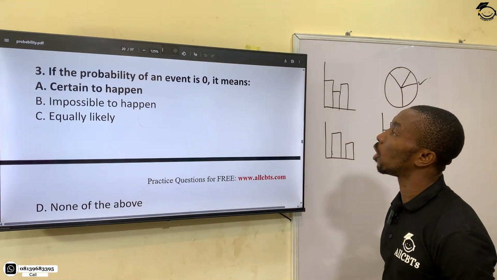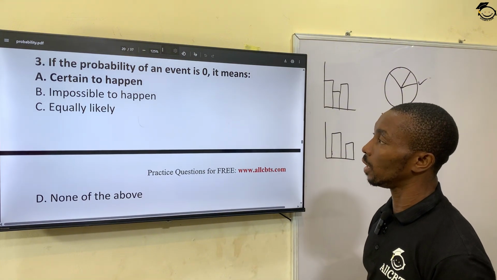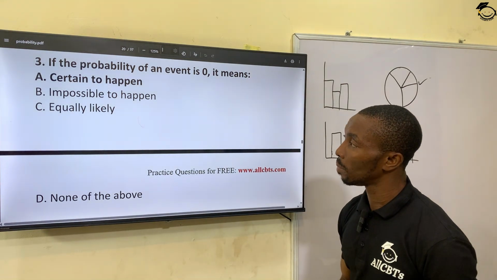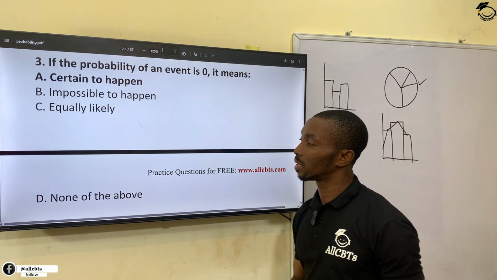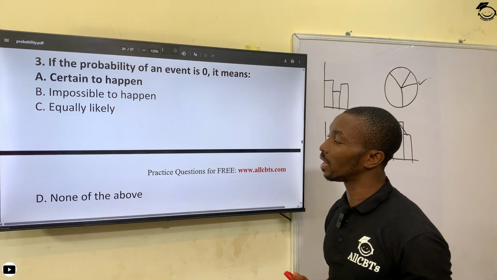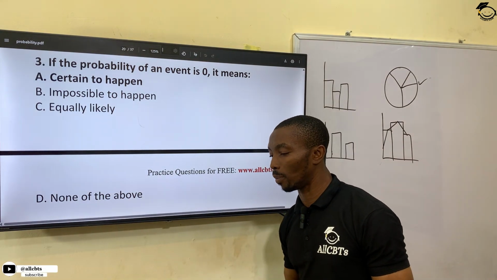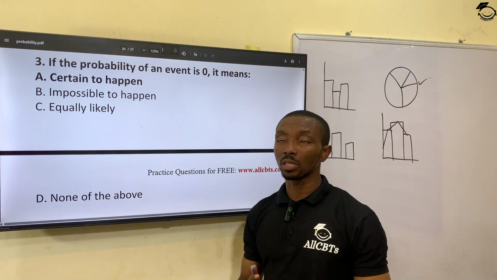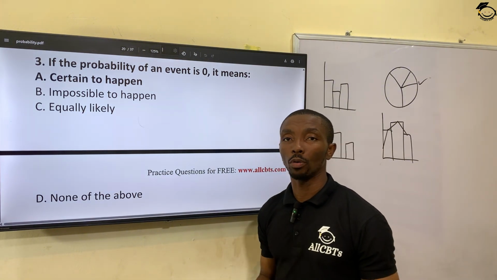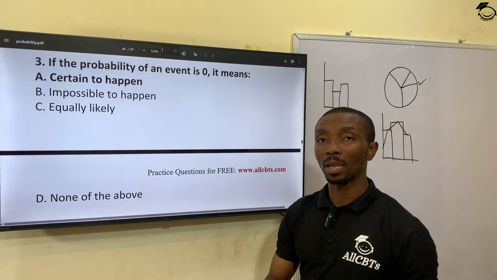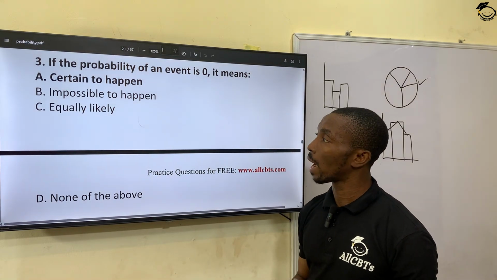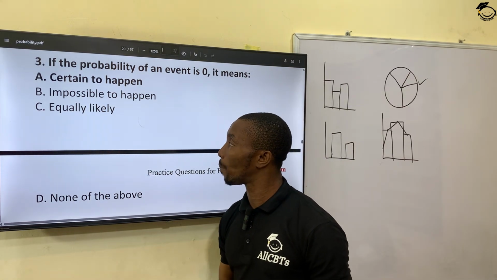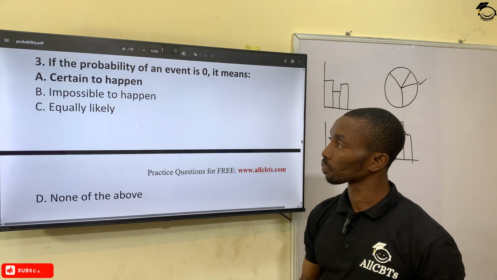If the probability of an event is 0, it means that: A, it is certain to happen, B, impossible to happen, C, likely, equally likely to happen, or none of the above. Now, in probability, when your event is 1, it is certain that it's going to happen. And when it is 0, it is impossible or certain that it won't happen. So our right option here is impossible to happen, which is option B.